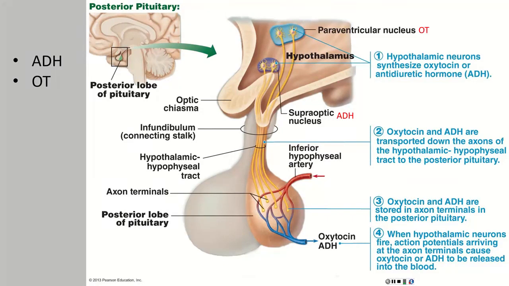Now, every other gland that we talk about and every other hormone that we talk about is going to be made and released from the same gland. The same gland that makes it releases it. But that is not the case for the posterior pituitary.